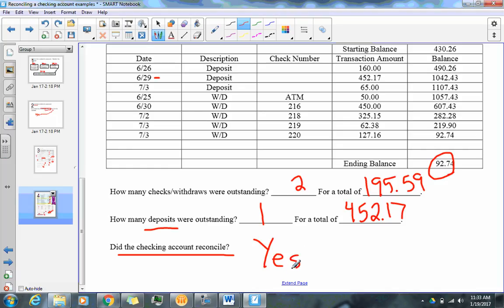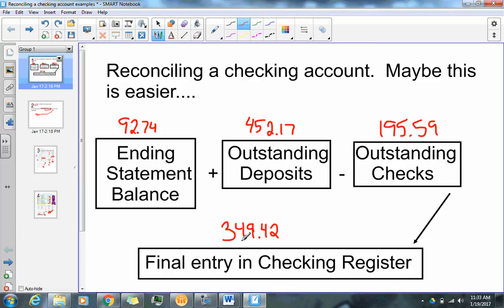It reconciles. If there's ever a situation, so like for example, and we're just going to finish with this, let's say if I change this to 359.42. Well, obviously we know that's not going to work because we know it equals 349, but if it equals 359, then you would say, no, it does not reconcile. All right, so whenever the records do not match up, it does not reconcile.